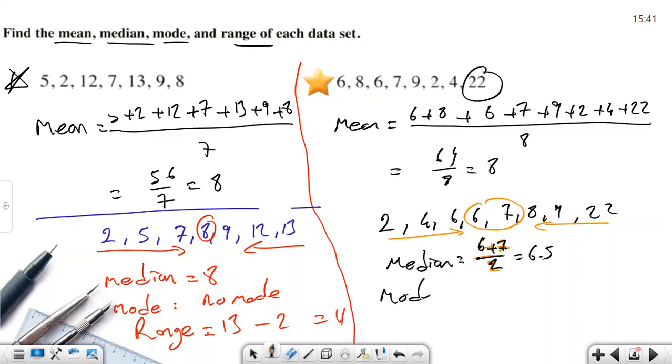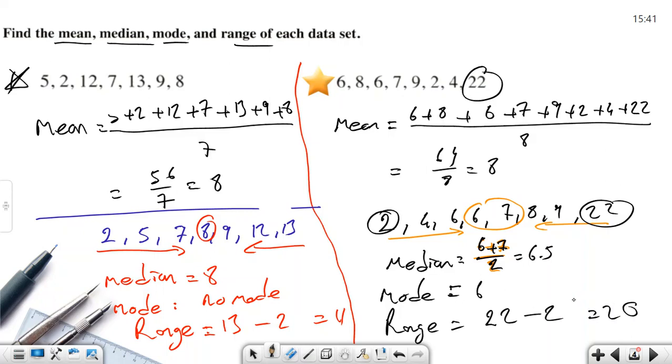We have mode. Why? I wrote here 6 and 6. That means 2 times it's repeating. There is no other repeating number. So 6 is the mode. And what else do I have to calculate? Range. Range equals the greatest number, 22, minus the smallest number, 2, which is equal to 20. So 20 is the range here.